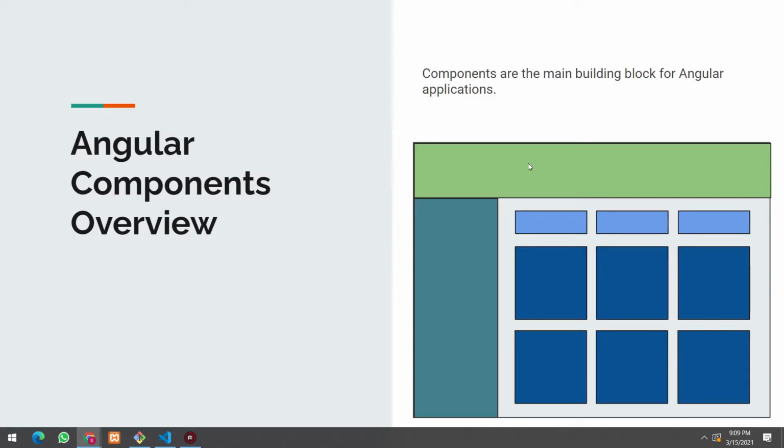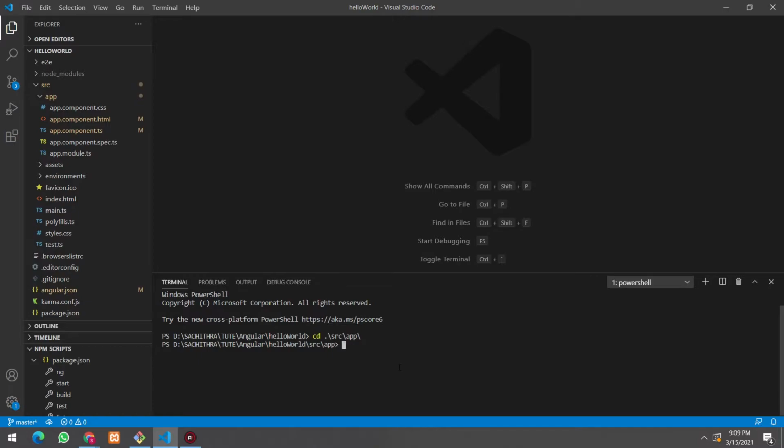I'm going to create the header component, which represents the green color. Then my command is ng generate component, then my component name. My component name is header.